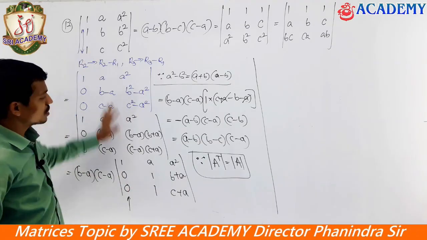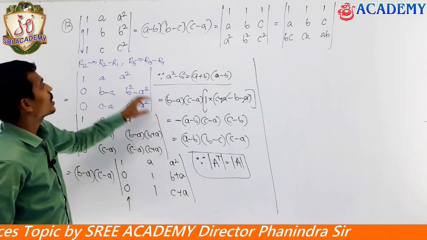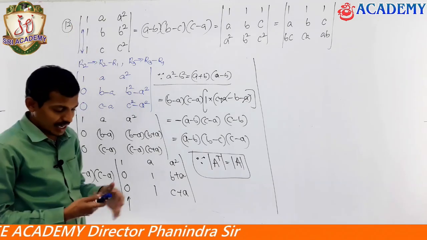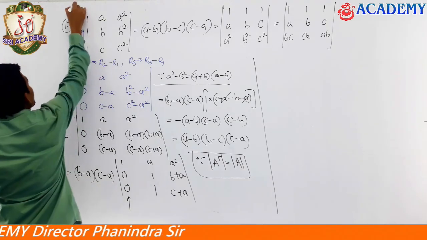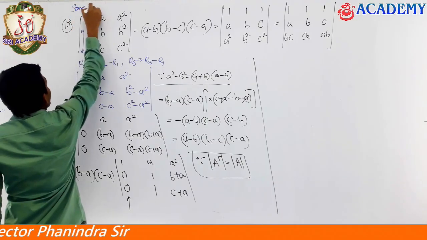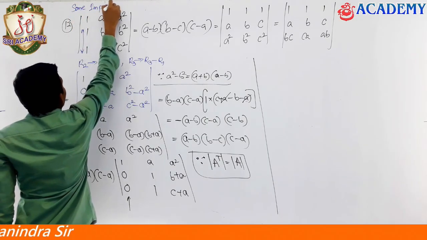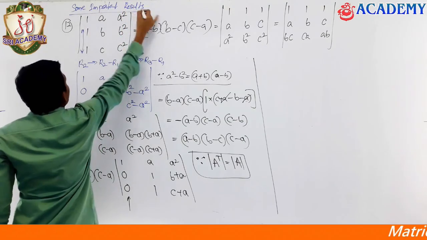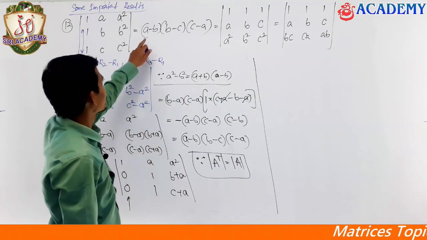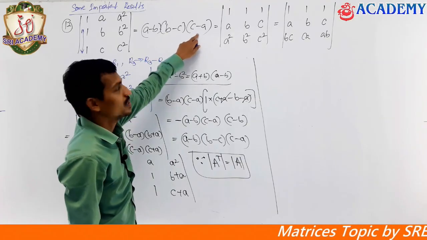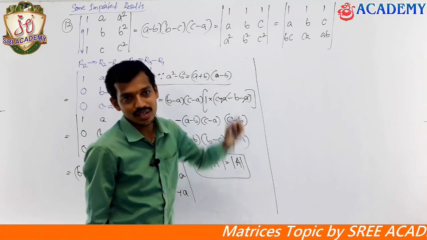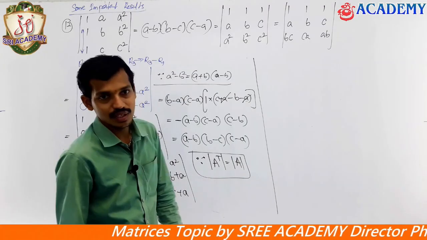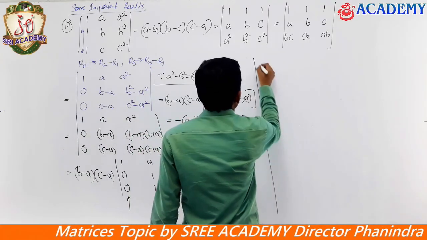If you follow that, you get this answer. Or simply, if you remember this as a result, I can say these are some important results. You have to remember this important result: a minus b, b minus c, c minus a, the corresponding answer. Okay, here is one more result I am going to give.